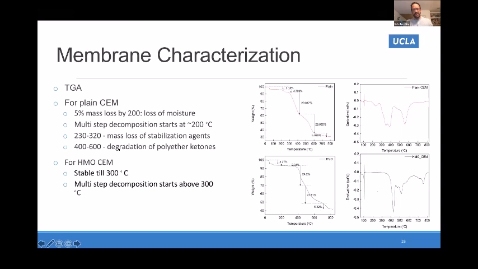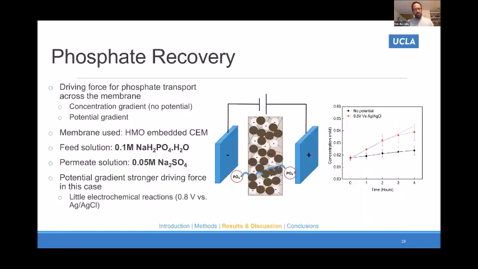We did TGA to see any differences between the plain and the manganese modified membrane. We can see the onset of decomposition in the modified membrane starts at about 300 degrees C versus about 230 degrees C for the plain membrane. But again, it doesn't tell us a whole lot. All it says is that yes, indeed, there's some change in the polymer matrix, which is what we want.